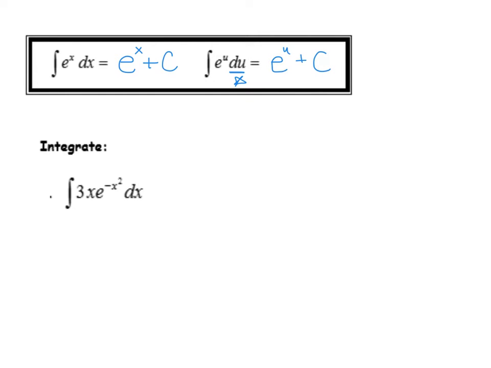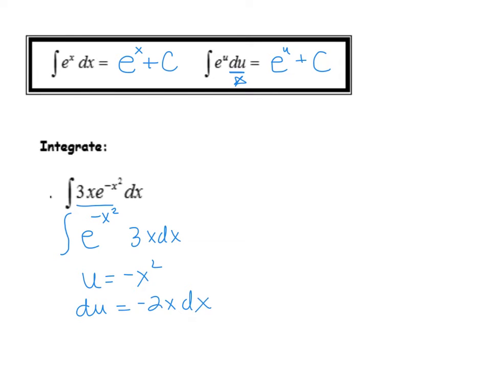All right, so here's an example. On this one, it looks like we've got a whole lot of letters, and we do, but let's rewrite this in order. I have e to the negative x squared times 3x dx. So I just reordered it. We can see that the u is going to be the exponent, which is negative x squared, and so du is going to be negative 2x dx. So I can see here that I don't really need the 3, so the 3 can come out. I'm going to write it like that. And then I have e to the negative x squared, and then I have x dx.